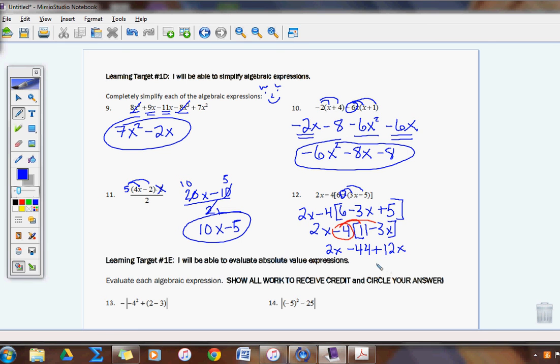And then put the x's together. I've got 12 and 2, so I really have 14x minus 44. And that's our final one there.